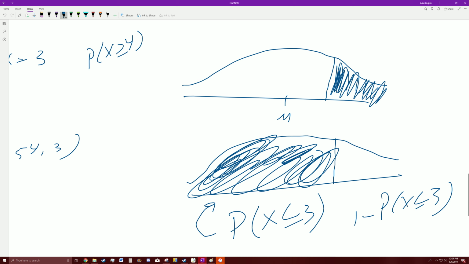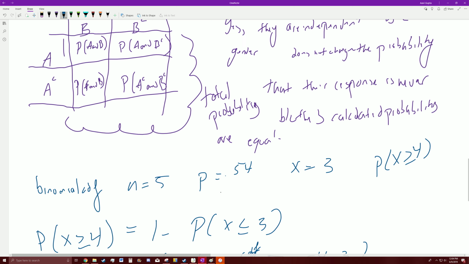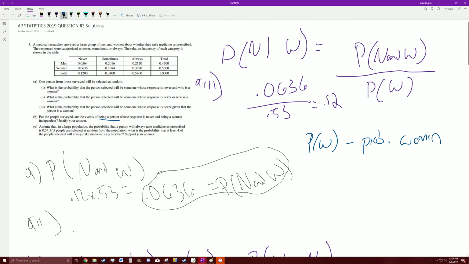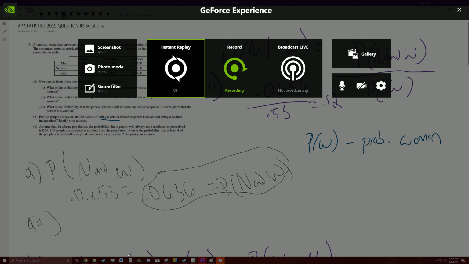That's why you have to change it to less than or equal to, and then 1 minus that, because the calculator doesn't deal with greater than values. It deals with less than. So there you go. This should be the accurate solution to the third question from the 2019 exam. Thanks.